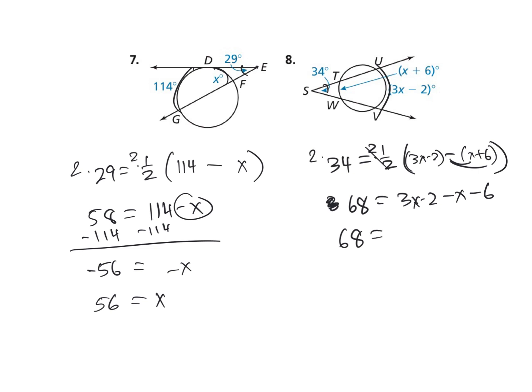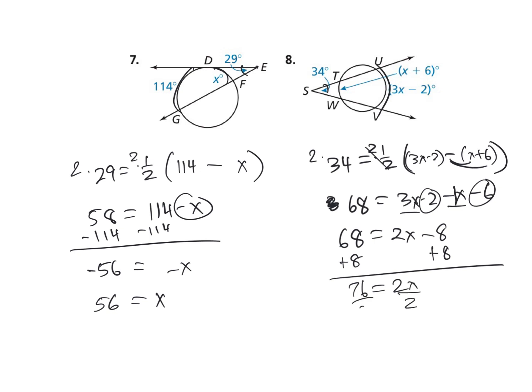So 68 equals 3x minus x would be 2x because that's a 1x, okay? 3 minus 1 is 2. And you have a minus 2 and a minus 6. That's minus 8. So we add 8, excuse me. That's 76 equals 2x. Divide off the 2. 38 equals x. I'm sorry. Yeah, 38 equals x. Just checking my math.